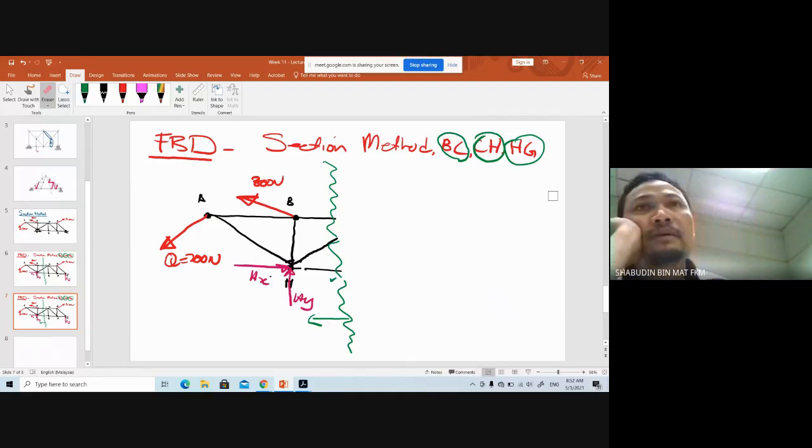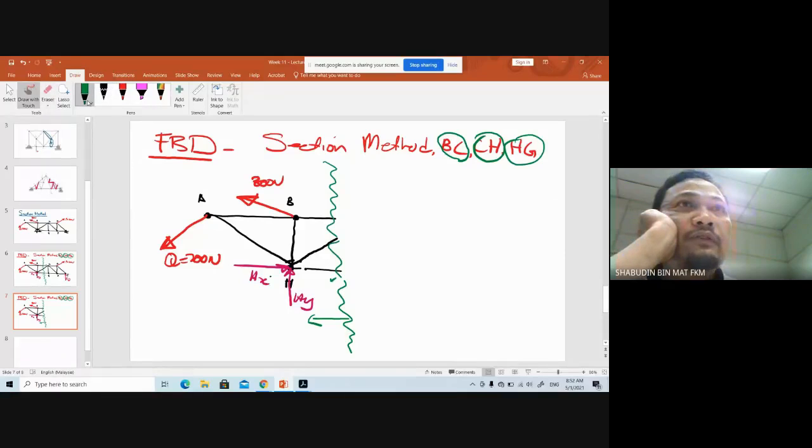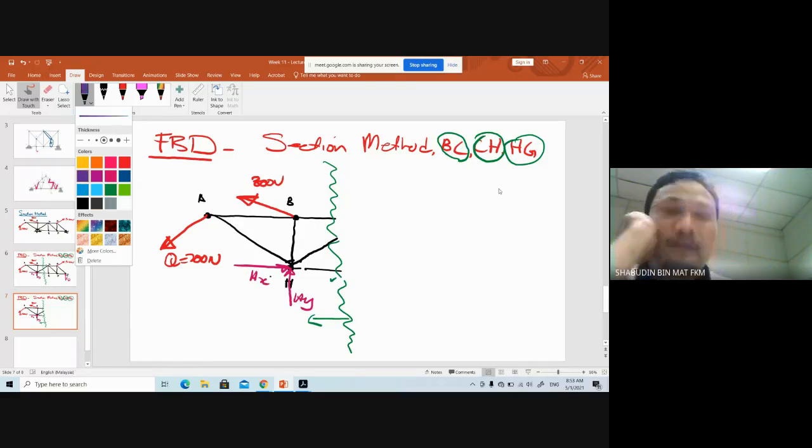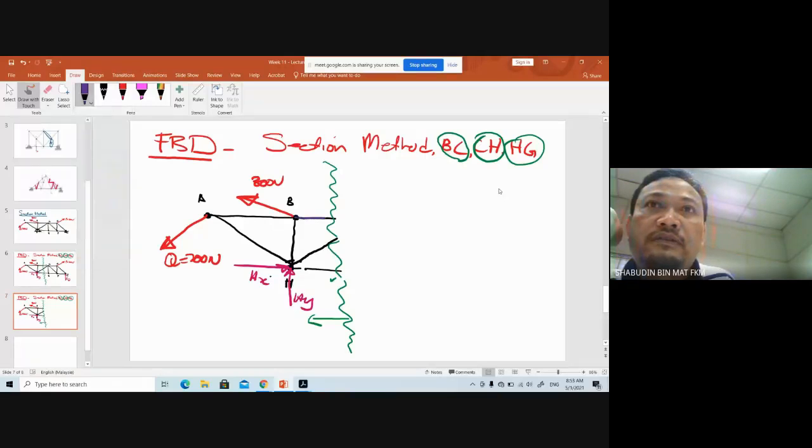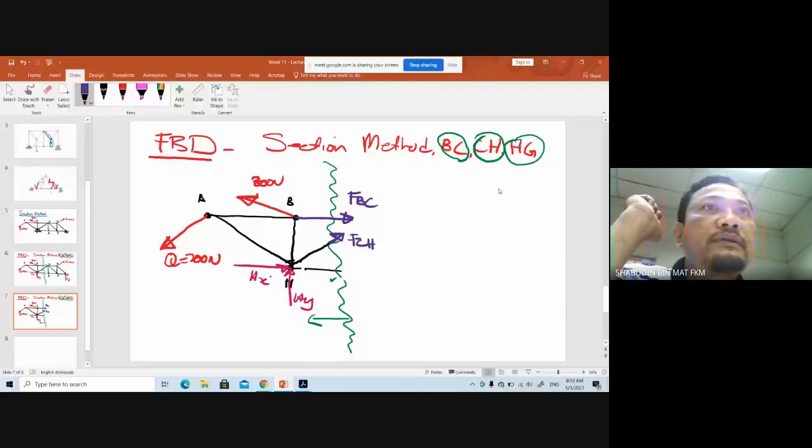Okay, so remember when we did 2D rigid bodies, what happened when you cut the cable, you have force. Okay, so now we have force. Force in BC. Force in CH. And also you have force in HG. Then you remove that line.